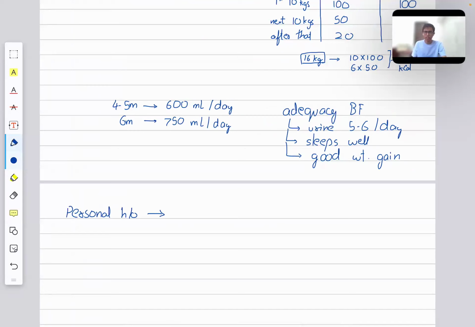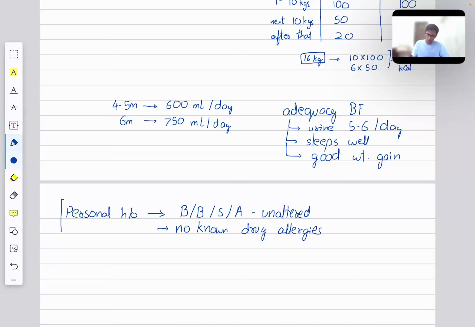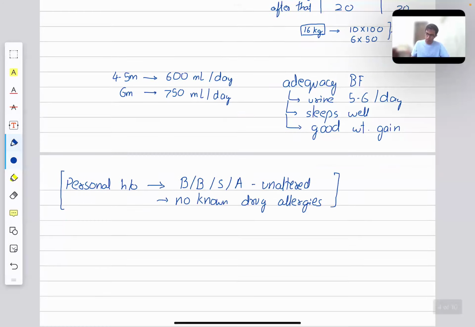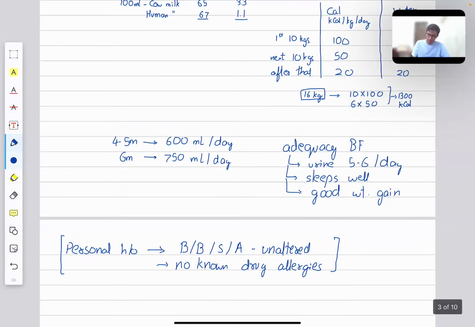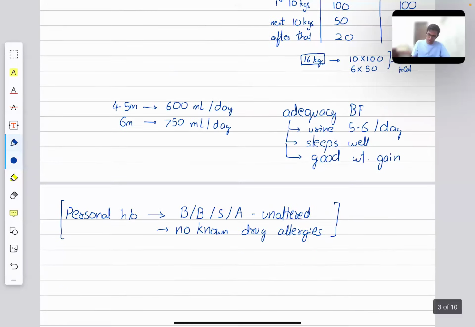Do not mention about addictions or something like that. So, bowel, bladder, sleep, appetite, unaltered. Better to use the word unaltered rather than normal. No known drug allergies. It is okay if you skip this part entirely in a pediatrics case. No hard and fast rule to include this. Then comes family history.